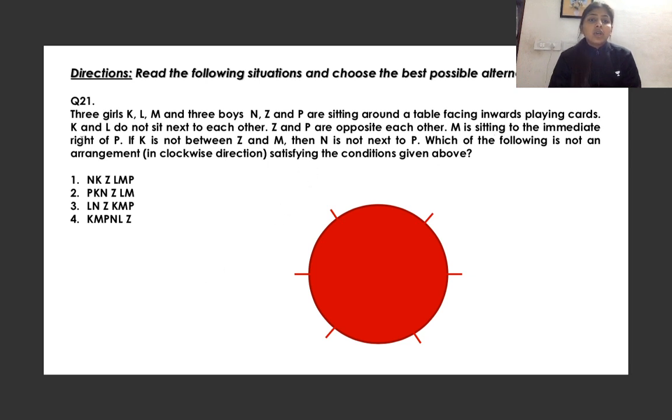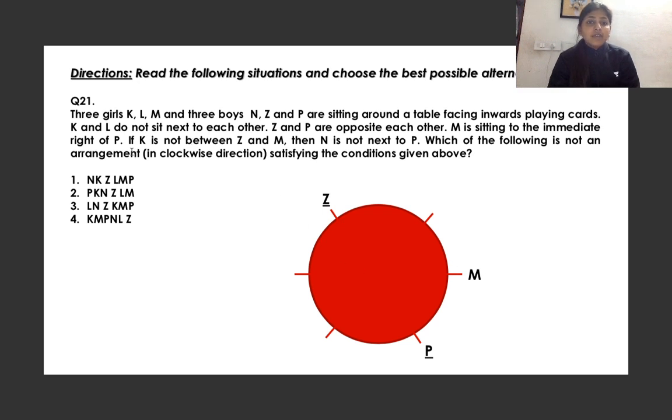Now K and L do not sit next to each other. Z and P are opposite each other. So we can start with this clue. Z and P are opposite each other because all the positions for now are identical. So we'll start with Z and P. Also Z and P are both boys, so I have marked them with an underline below the letters so that we can identify that they are boys. Next, M is sitting to the immediate right of P. Now P is here. If everybody is facing inside, their right is anti-clockwise, so M has to be at this position to be next to P. So here is M.